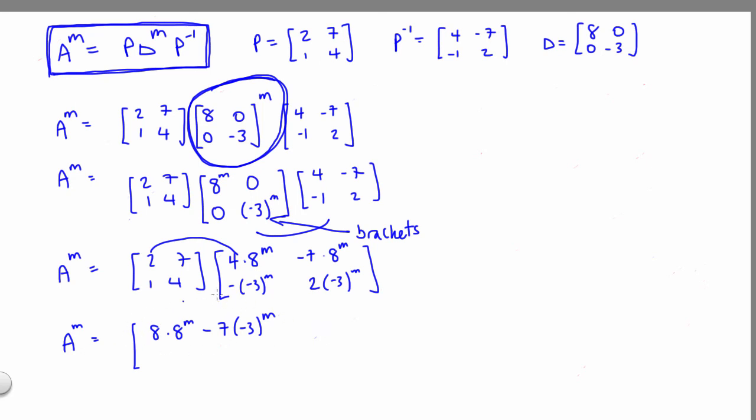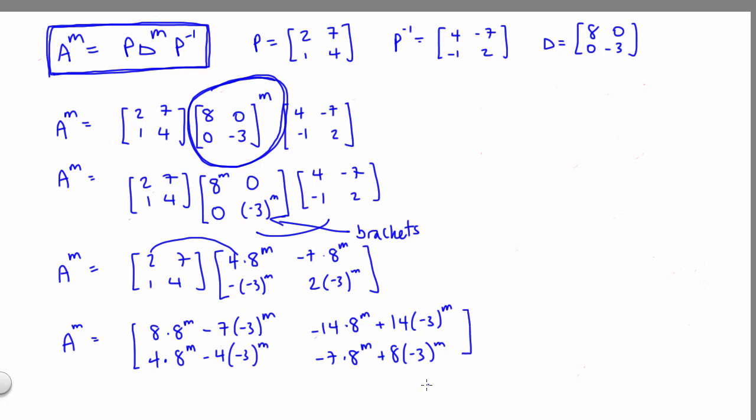So this entire expression here is the entry in the top left corner of our matrix. Moving over to the top right entry, we've got minus 14 times 8 to the m plus 14 times negative 3 to the m. And then going down into the bottom row, we've got 4 times 8 to the m minus 4 times negative 3 to the m. And then finally in our bottom right position, we've got minus 7 times 8 to the m plus 8 times negative 3 to the m. Now that we've completed all the matrix multiplication, we can stop and we've produced a general formula for the mth power of A.